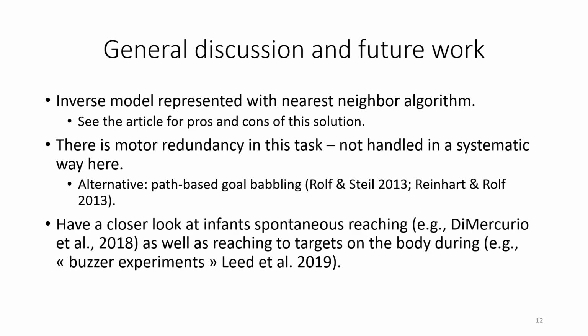We would like to address the problem of motor redundancy. Several reaching solutions exist for reaching a single location on the skin. We currently do not handle these multiple solutions, which may impact the consistency of the solutions even within trials. We are looking into alternative strategies that could handle the redundancy, such as path-based goal bubbling. We would like to ground our work more in infant reaching and take a closer look at studies in spontaneous and motivated reaching in infants and how they develop as the infant ages.